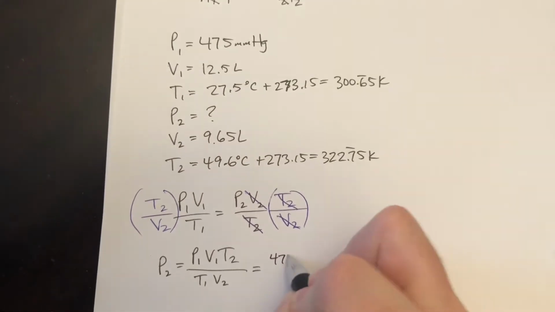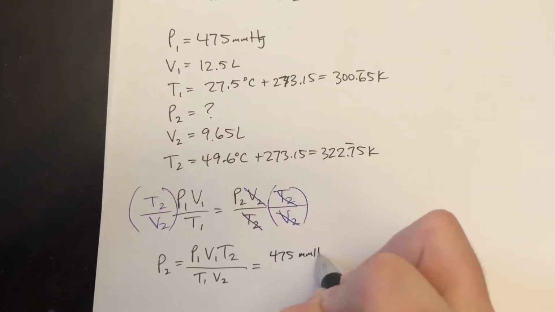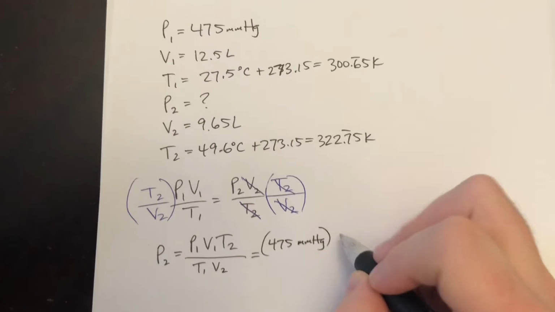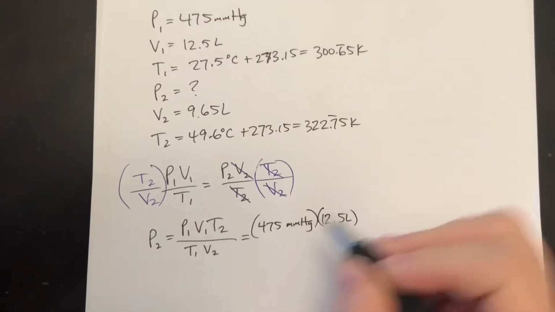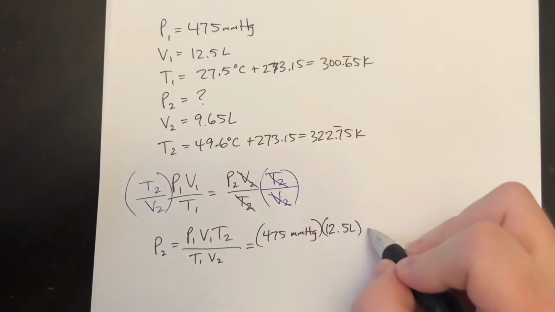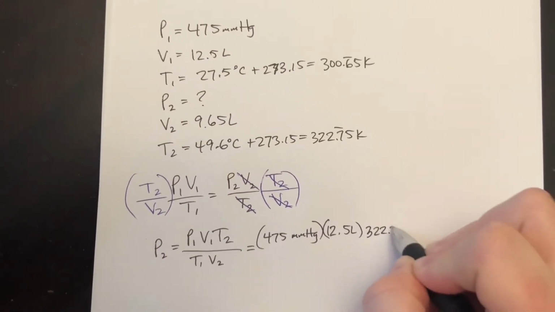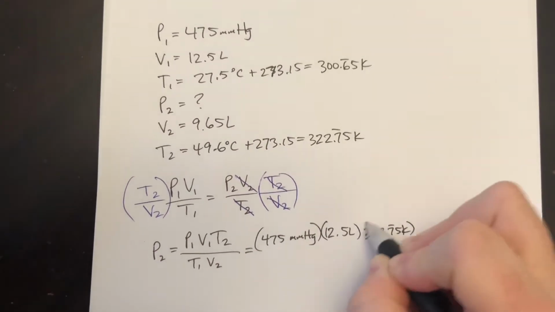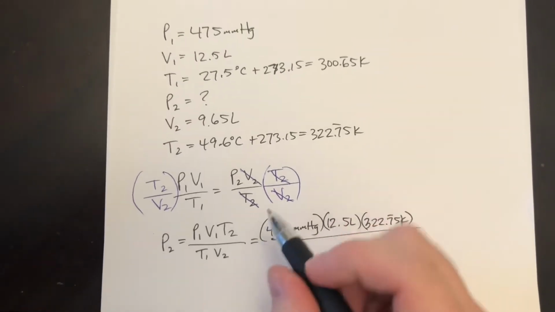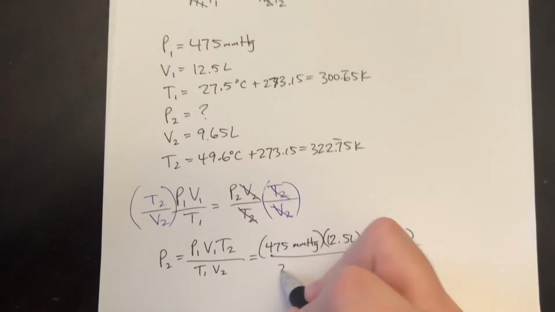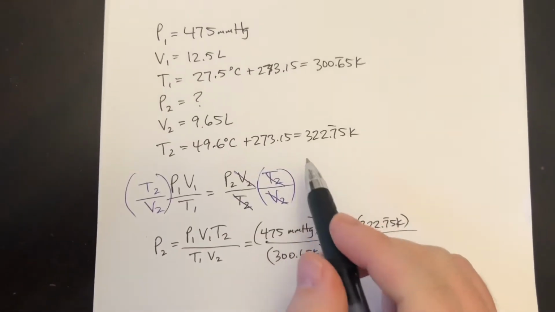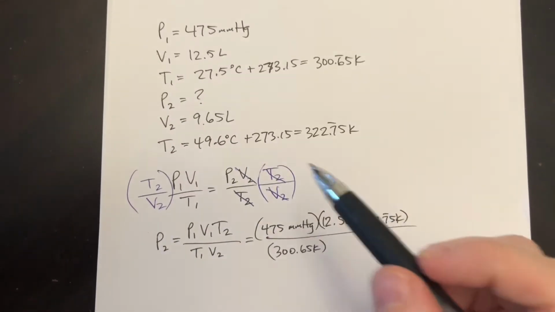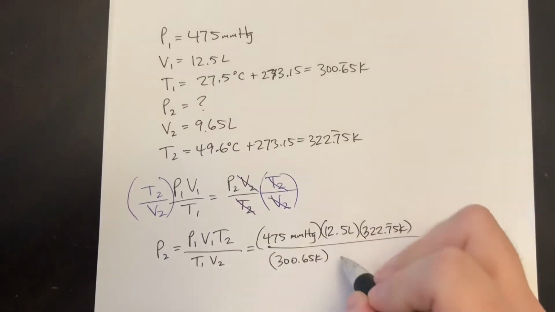So P1 is 475 millimeters of mercury. V1 is 12.5 liters. T2 is 322.75. T1 is 300.65 Kelvin, and V2 is 9.65.